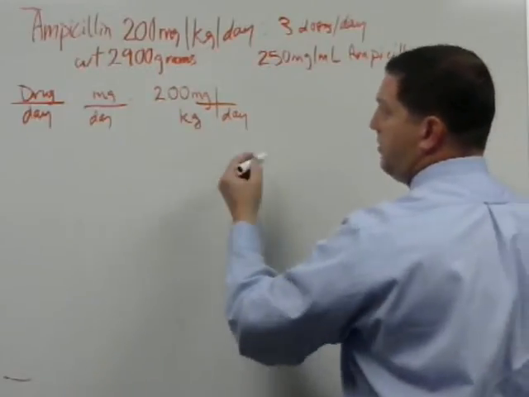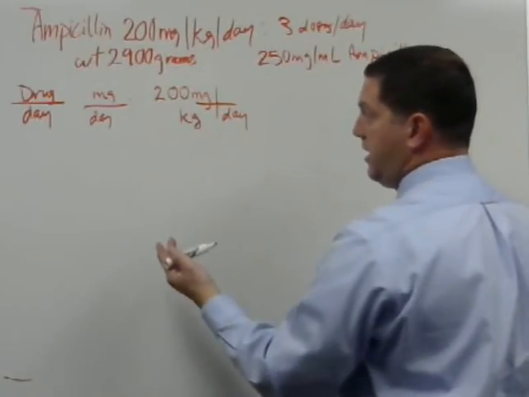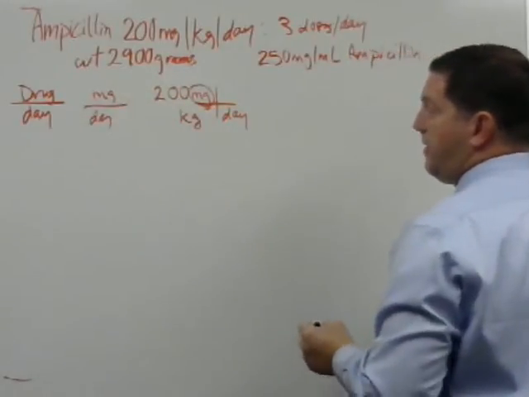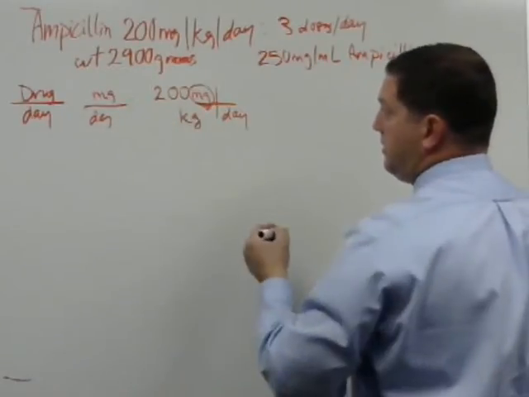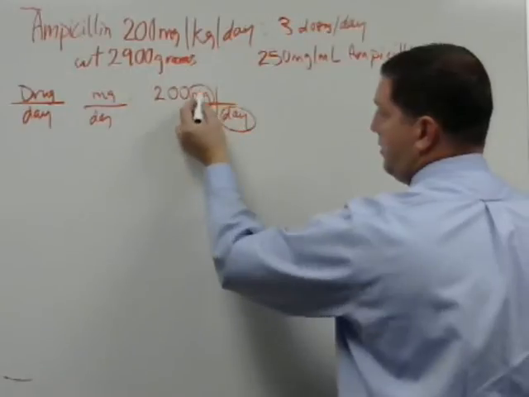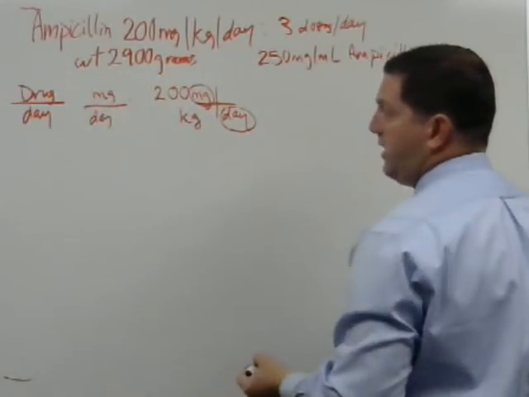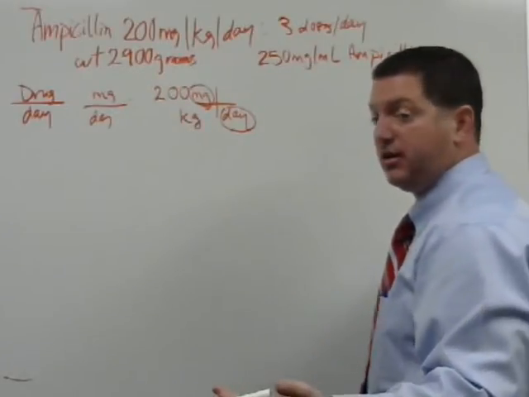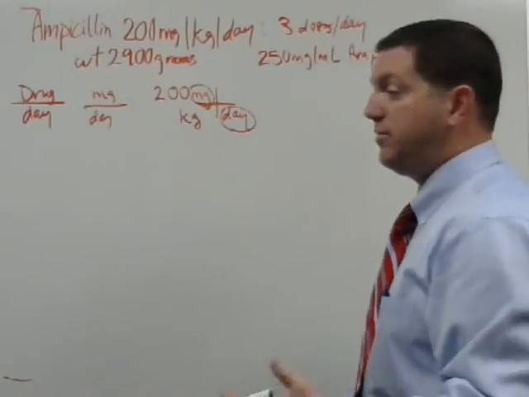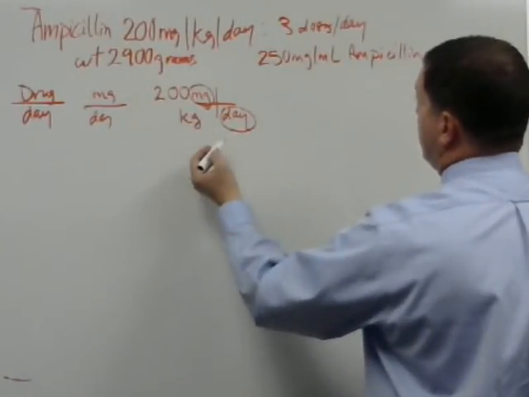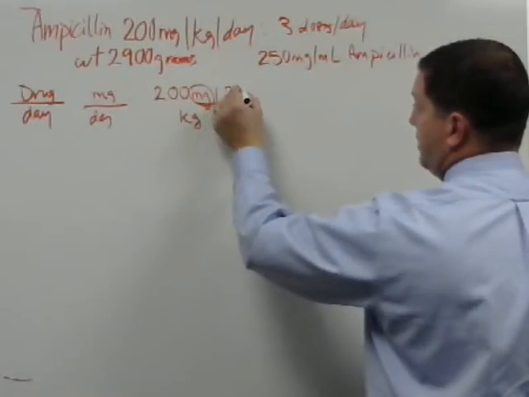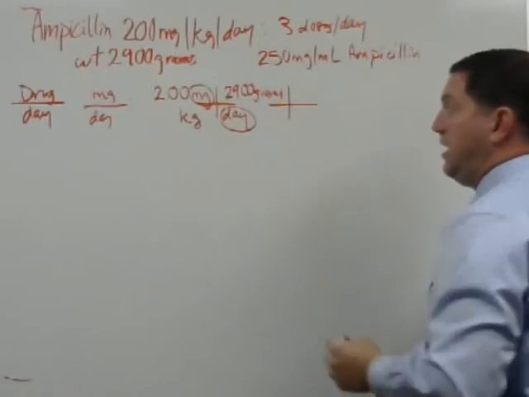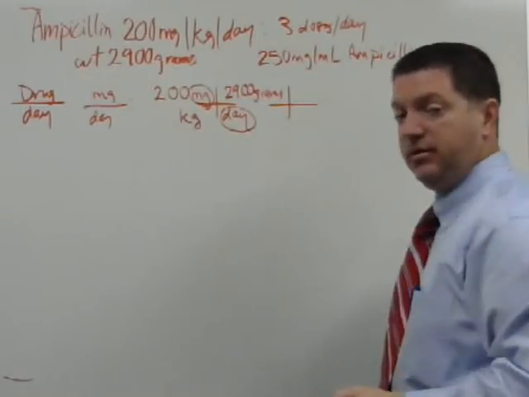To simplify it and keep myself on track, I identify that I've already solved for one of my descriptors, milligrams, and here I already have day as well. So I have the 2 identifiers I'm looking for, but I'm still left with the kilogram. I need to eliminate the kilogram from my equation in order to solve it. I know I have a patient who weighs 2,900 grams. It's not grams that I want, because I'm trying to eliminate the kilograms.